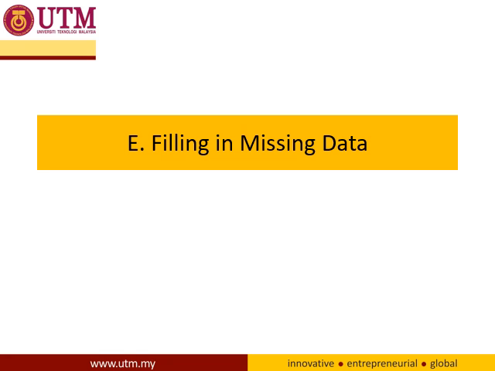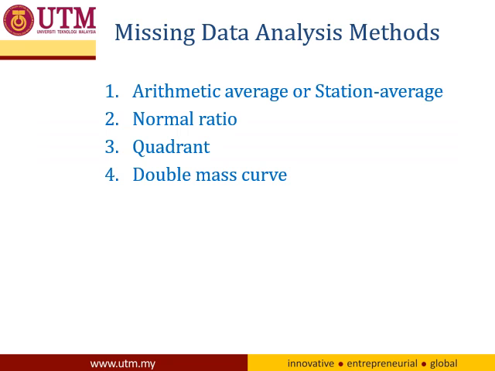Missing data means, let's say, in 1997, all the data are missing. Or maybe at some day there was a flood, so the equipment was broken or something, so we have missing data. So how do we fill that missing data? There are several analysis methods for missing data, for example arithmetic average, normal ratio, quadrant, and double mass curve. So let's see how we can use them.